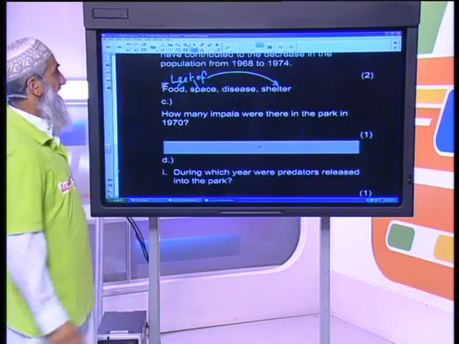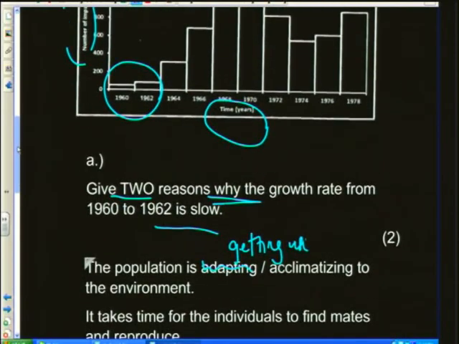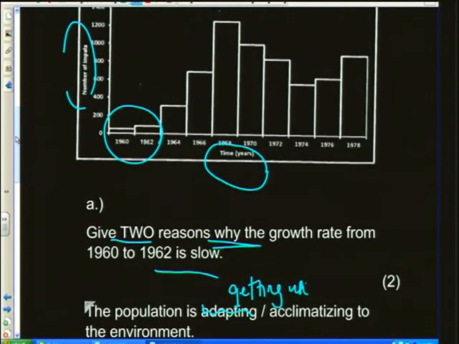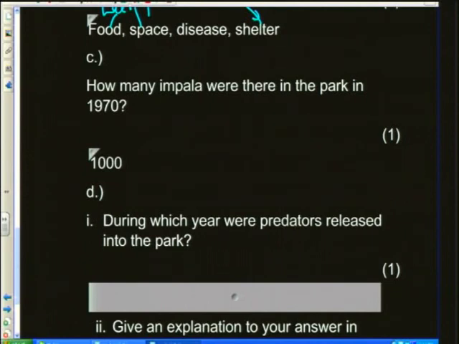How many impala were there in the park in 1970? Now, this is a straightforward question. You do not have to be a rocket scientist to work this out here. You go to 1970, you go across there, and you figure it out. It's about 1,000 there, more or less. You're going to use a ruler for that, obviously. And the answer is 1,000.